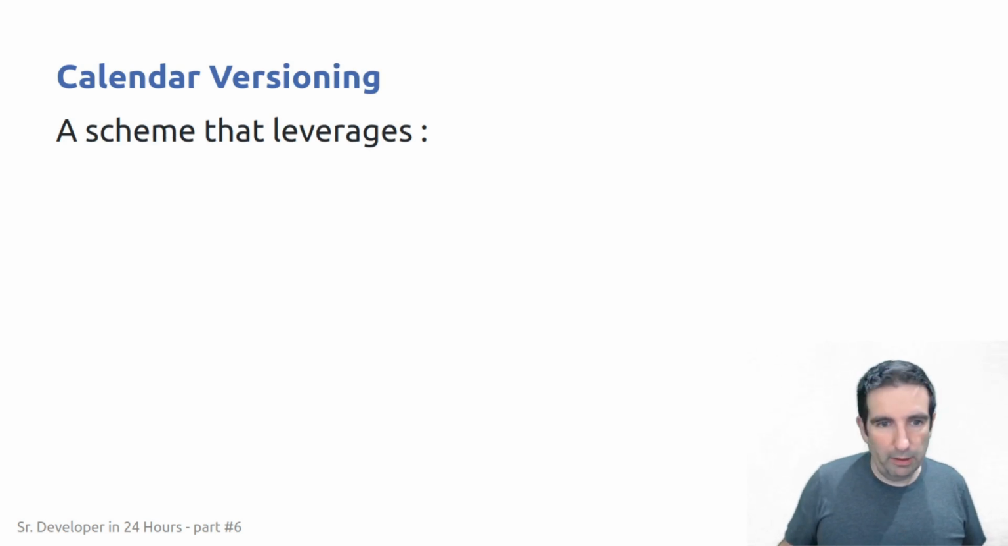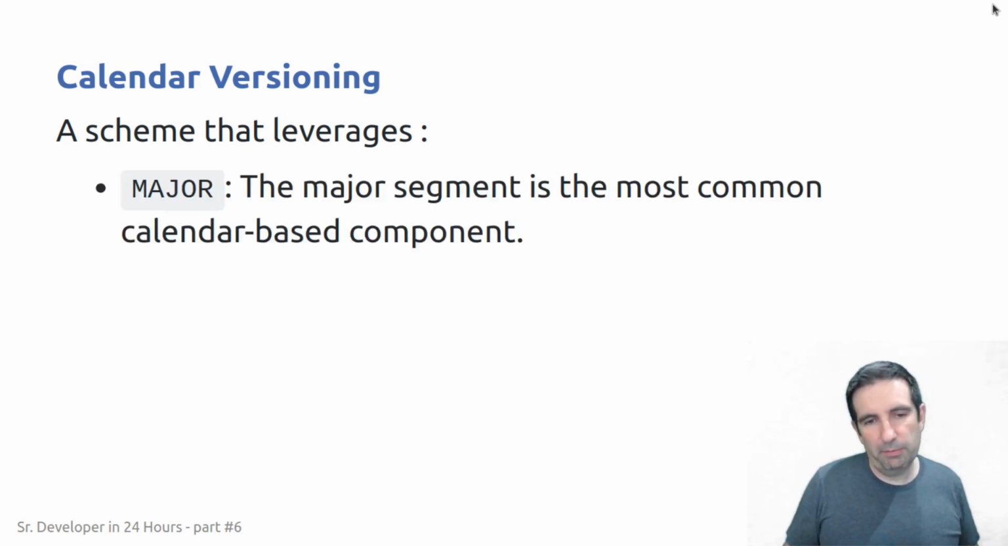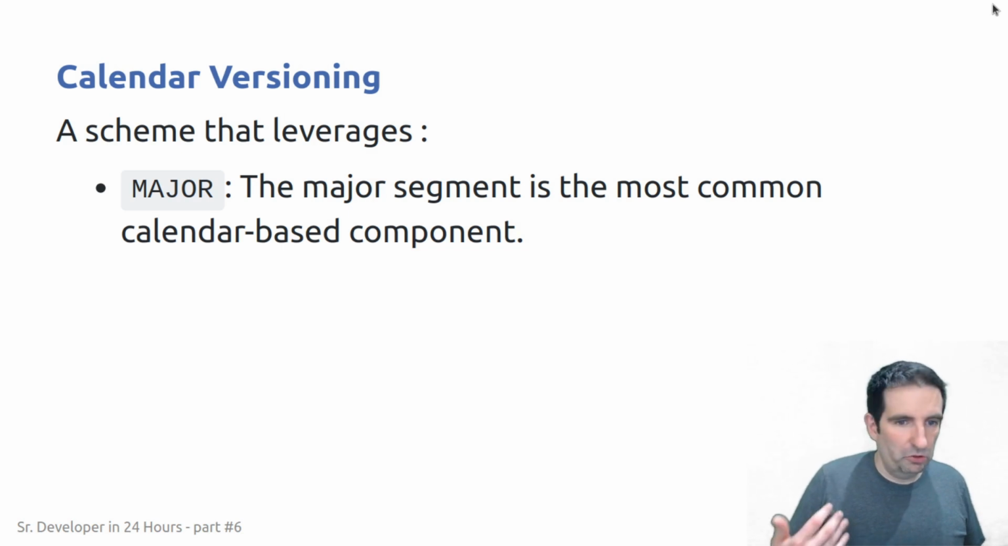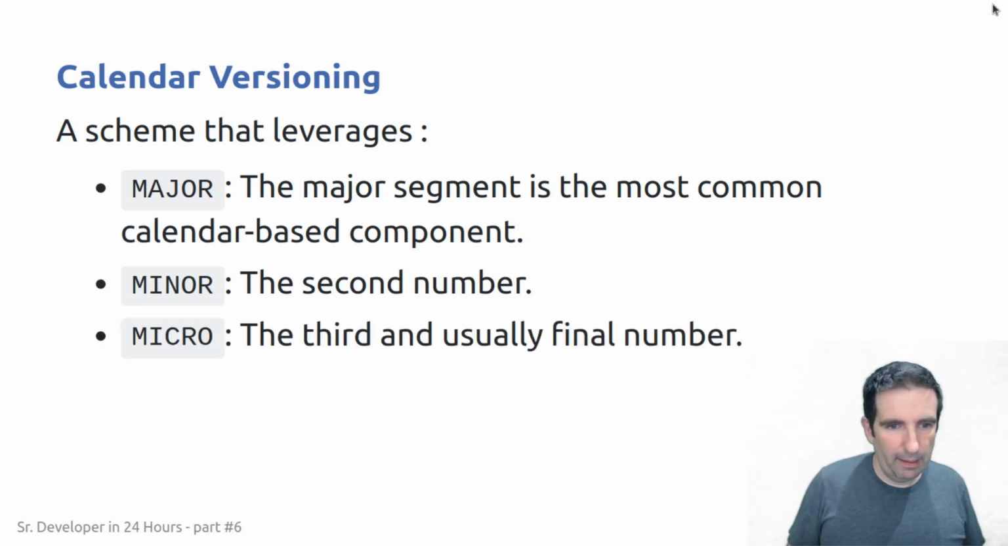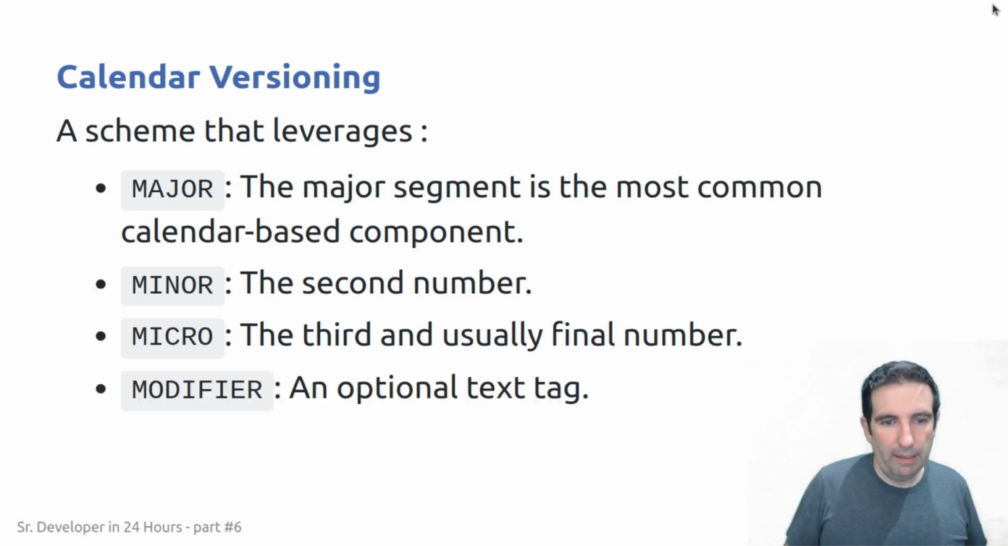With that said, let's talk about calendar versioning. Okay. So calendar versioning is a scheme that is a little bit more freeform. We have a major segment, and normally it is the one that is most commonly based on a calendar. Then we have a minor version and a micro version. And the minor and the micro might be calendar elements or they might not be. And also you might have an optional text tag, which is a modifier. And the best way to understand calendar versioning is to look at some examples.